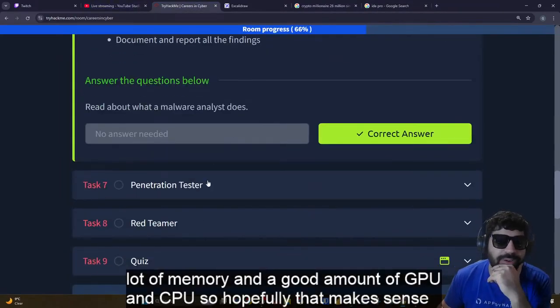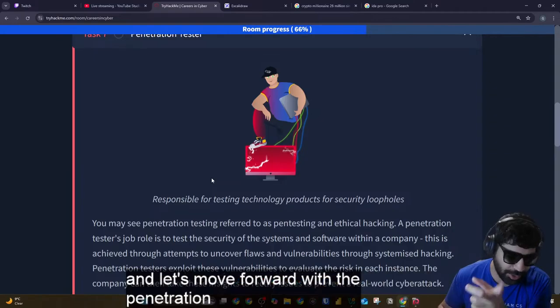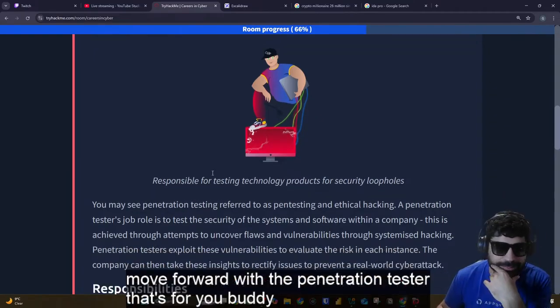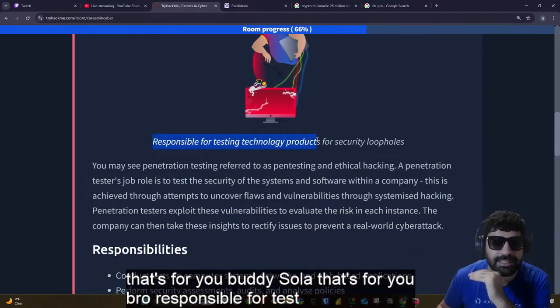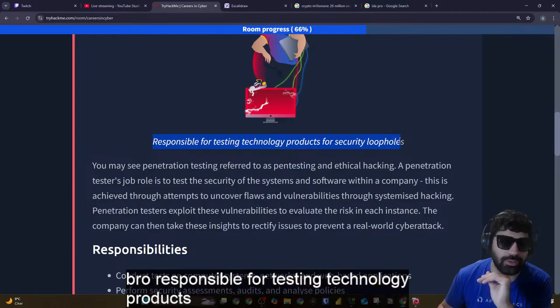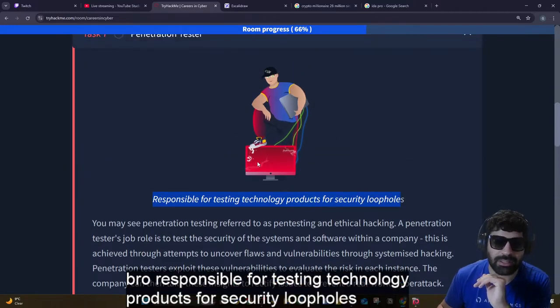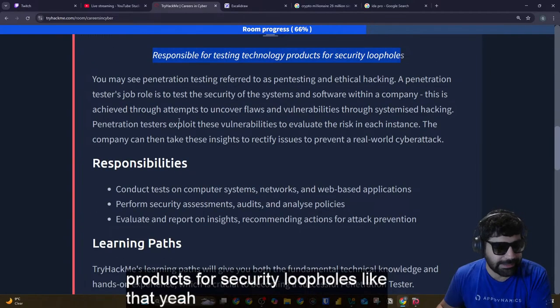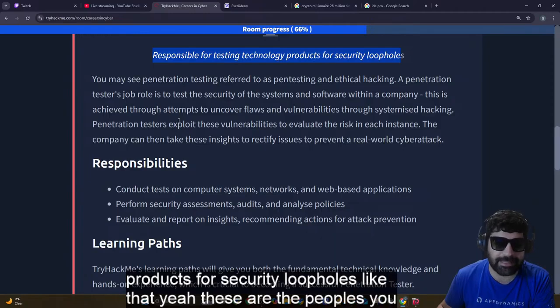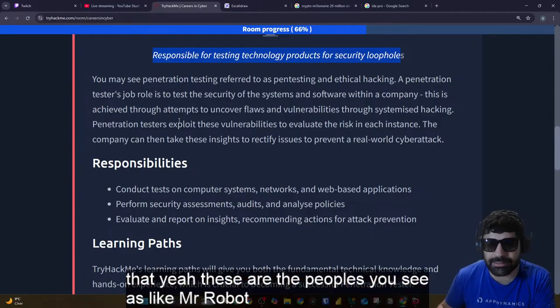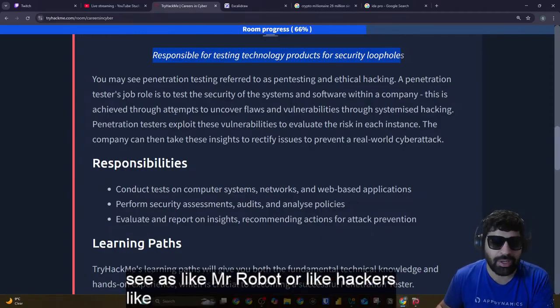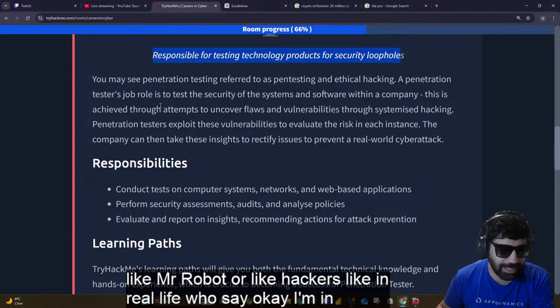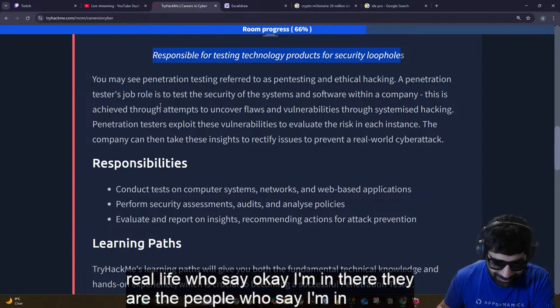And let's move forward with the penetration tester. That's for you, buddy. Sola, that's for you, bro. Responsible for testing technology products for security loopholes. I like that. These are the people you see as Mr. Robot or hackers in real life, who say, okay, I'm in. They are the people who say I'm in, right? Yes, sir. Hell yeah, bro.